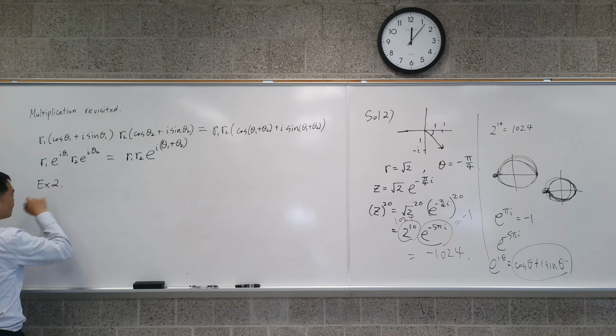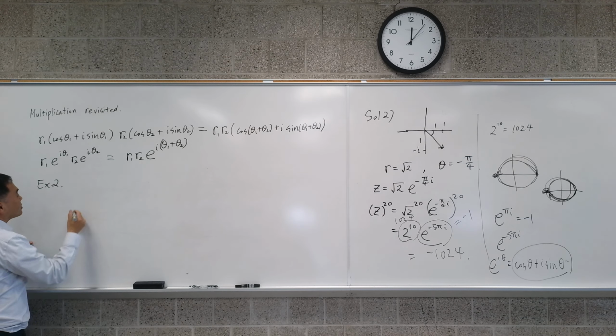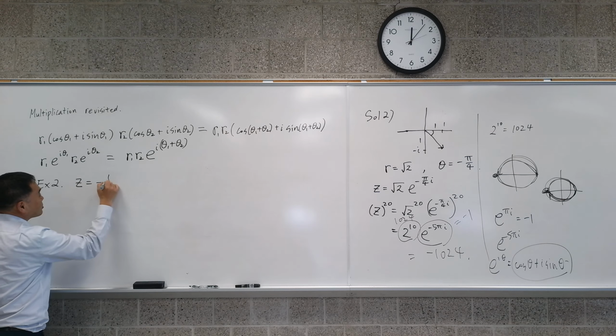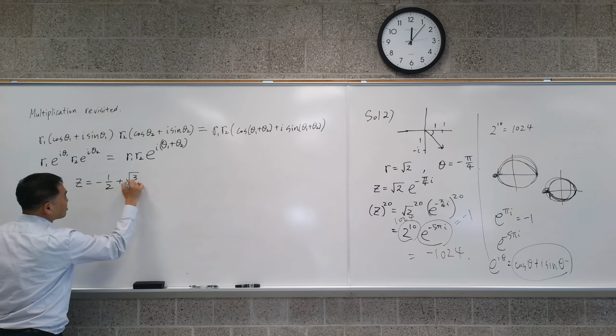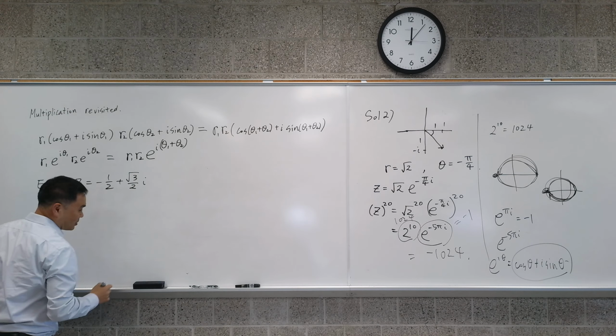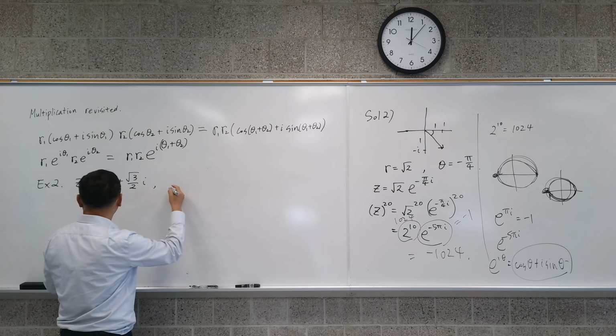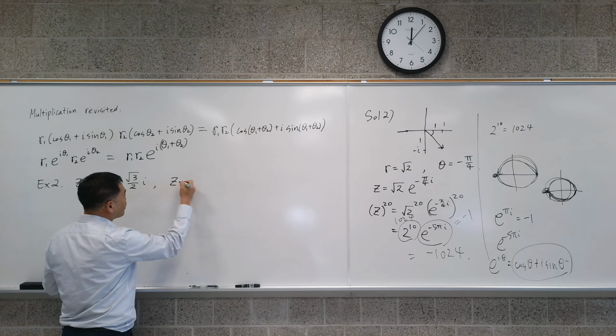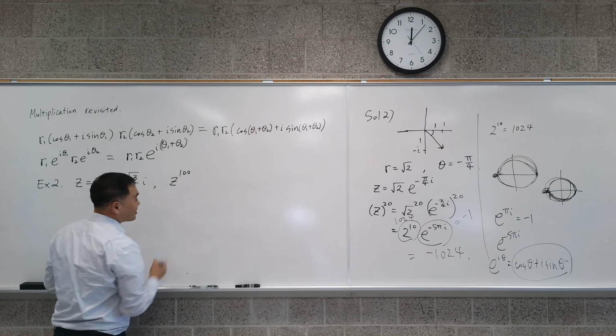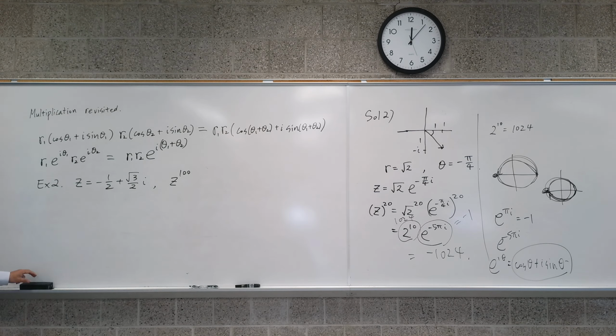Example 2. Let's try the following. Let's say z is equal to negative 1/2 plus square root of 3 over 2 i. And this time, let's say you want z to the 100th power. Okay, just to discourage some people.